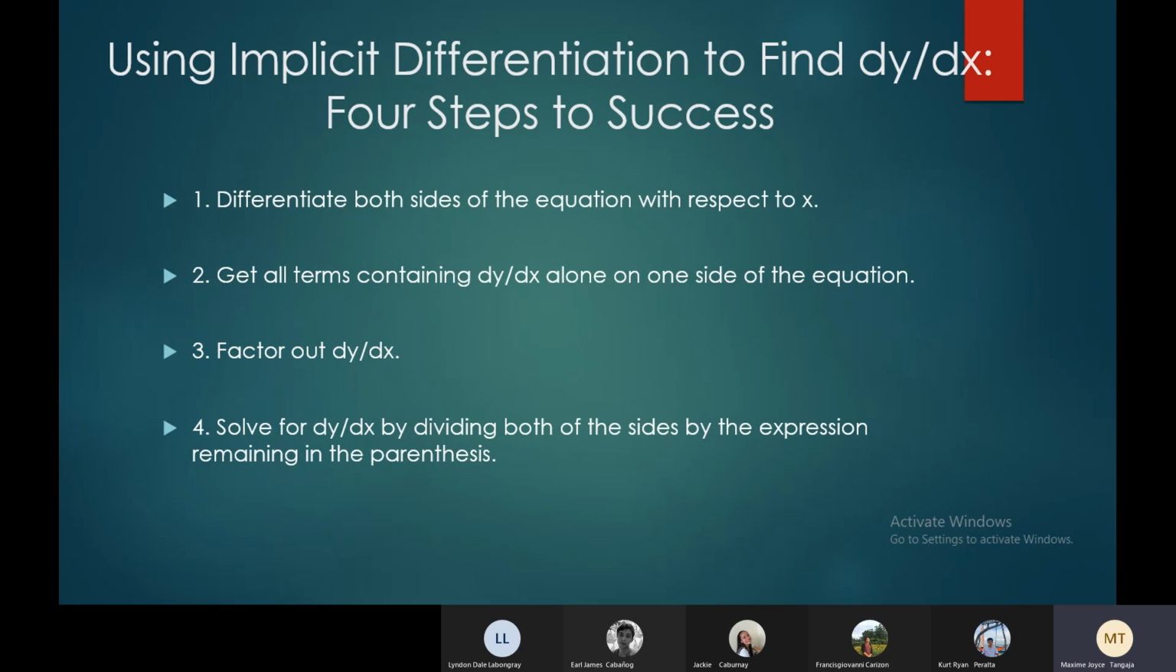So, using implicit differentiation to find dy over dx or y prime, there are 4 steps to success. First, differentiate both sides of the equation with respect to x. Second, get all terms containing dy over dx alone on one side of the equation. Third, factor out dy over dx or y prime. And lastly, solve for dy over dx by dividing both sides by the expression remaining in the parentheses.